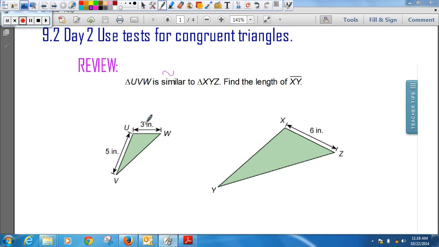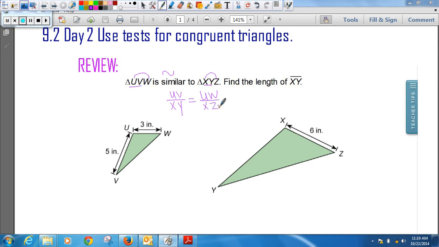So if I look here, UV is given to me as 3. Well, UV was listed first and second letter, so that matches up with the side XY. So UV over XY is equal to, if I look here, UW is the next one given to me. And UW is the first and last letter, so the first and last one over here are XZ.